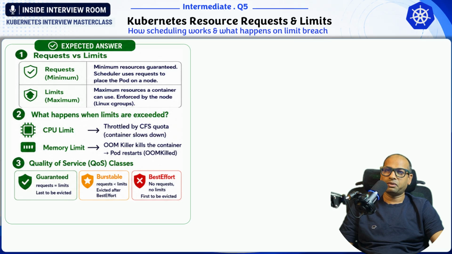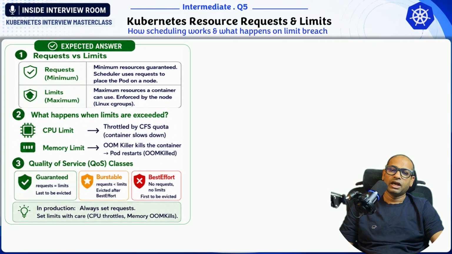If guaranteed, request equals limits, and it is last to be evicted. Burstable: request is less than limits, evicted after the best-effort pods. No request, no limits: first to be evicted. In production, always set requests, and set limits with care: CPU throttle, memory OOM.